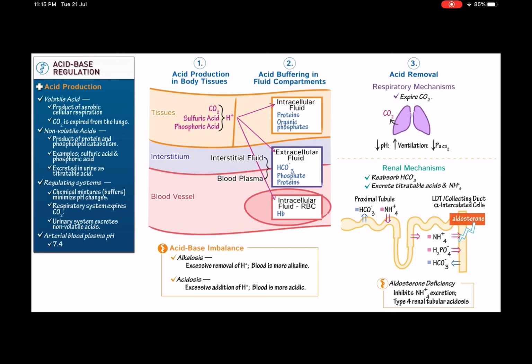Retention of acids can be a sign of renal failure. Elsewhere, we'll discuss the causes and consequences of alkalosis and acidosis in more detail. This concludes our diagram.